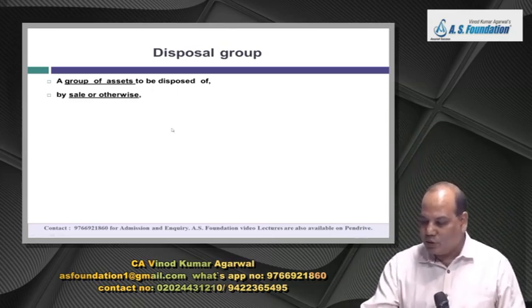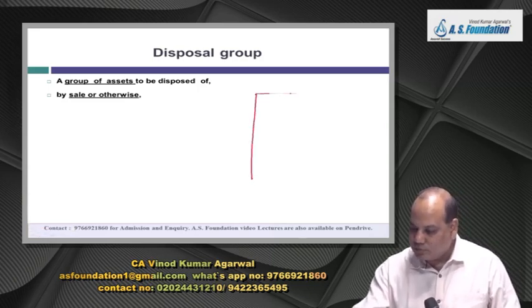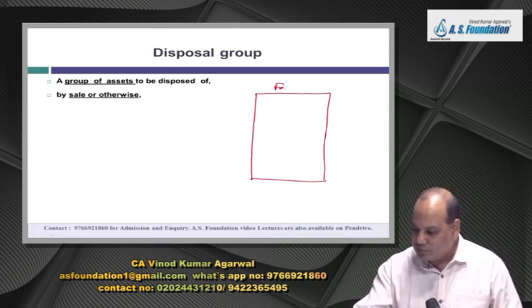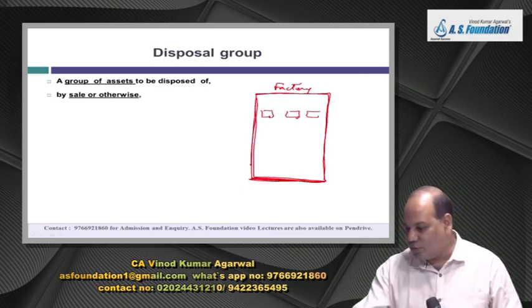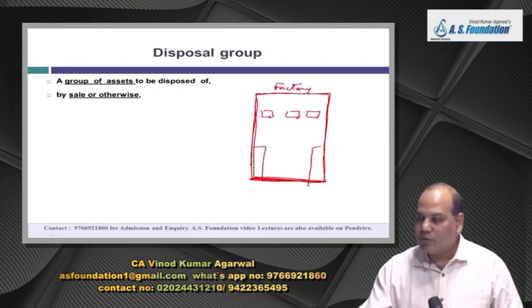Disposal group means a group of assets which you are going to sell together. A simple example can be this factory building or this factory. This is a factory you want to sell. So the factory may have land, this building, and it may have equipment, furniture, plus you may have some liabilities also, like loan taken for this factory.